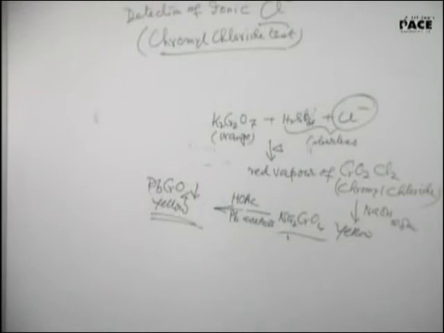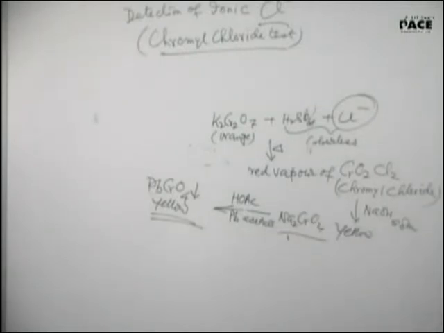If ionic chloride is present, when you heat it with potassium dichromate and sulfuric acid, it will give a red vapor of chromyl chloride. Chromyl chloride will hydrolyze to chromate, sodium chromate in alkali. And the sodium chromate solution will also have some sodium hydroxide, because I am passing the gas into sodium hydroxide. I neutralize sodium hydroxide by acetic acid.